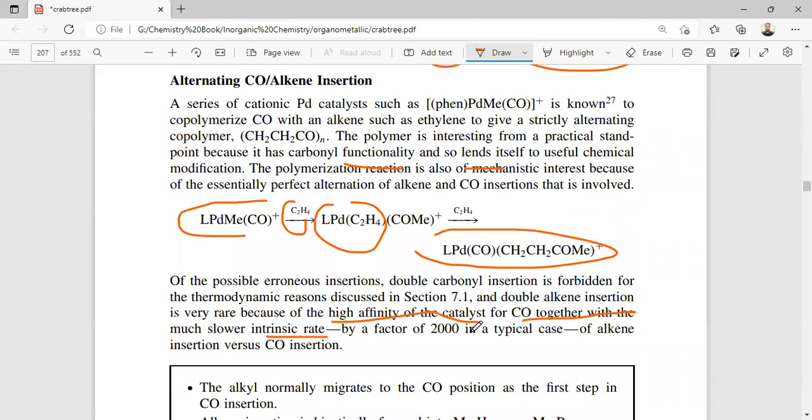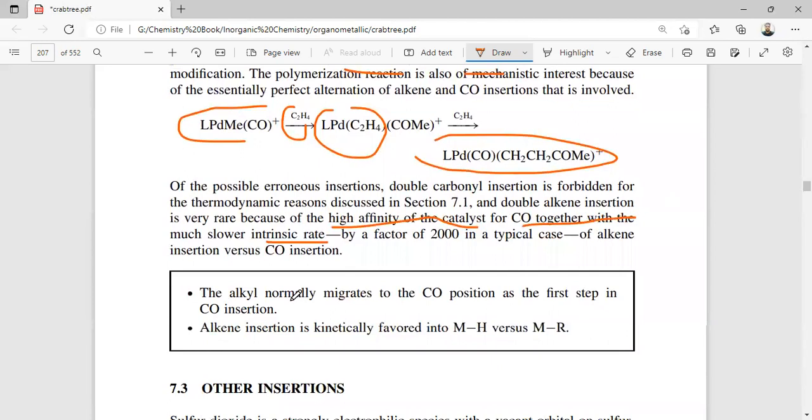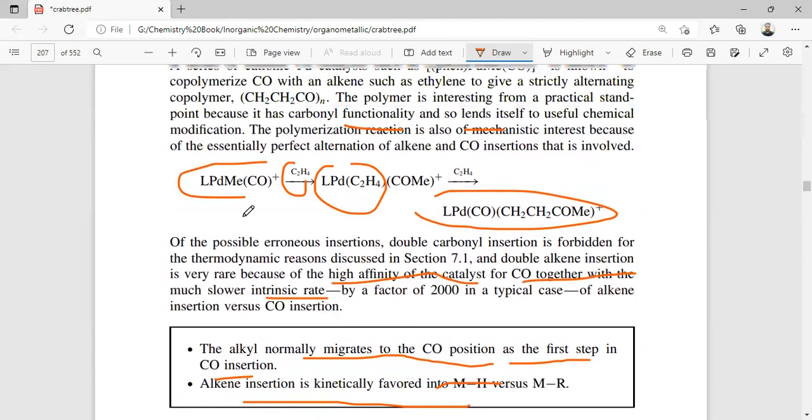So in summary, the alkyl normally migrates to the CO position as the first step in CO insertion. Alkene insertion favors the MH versus the MR bond. So thank you.